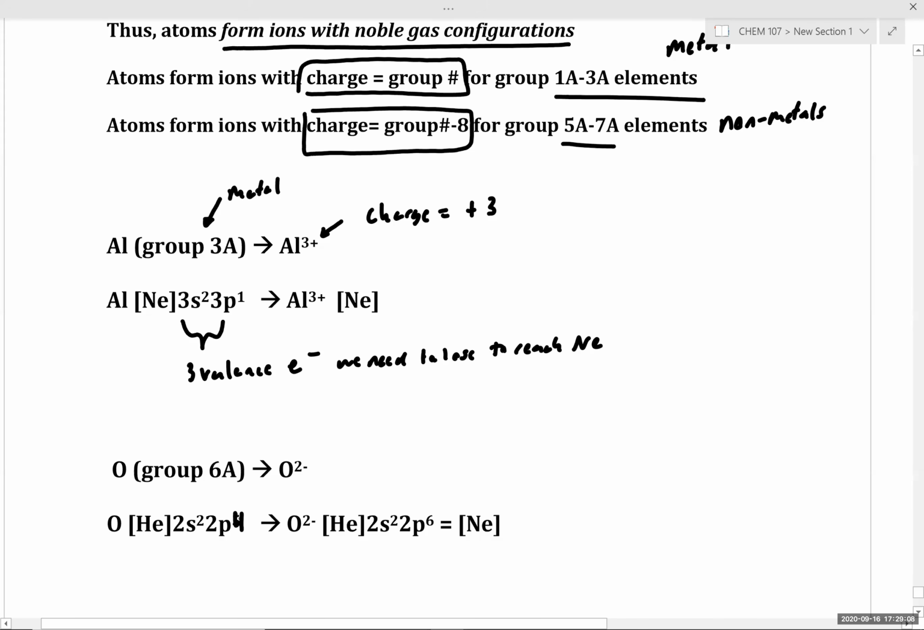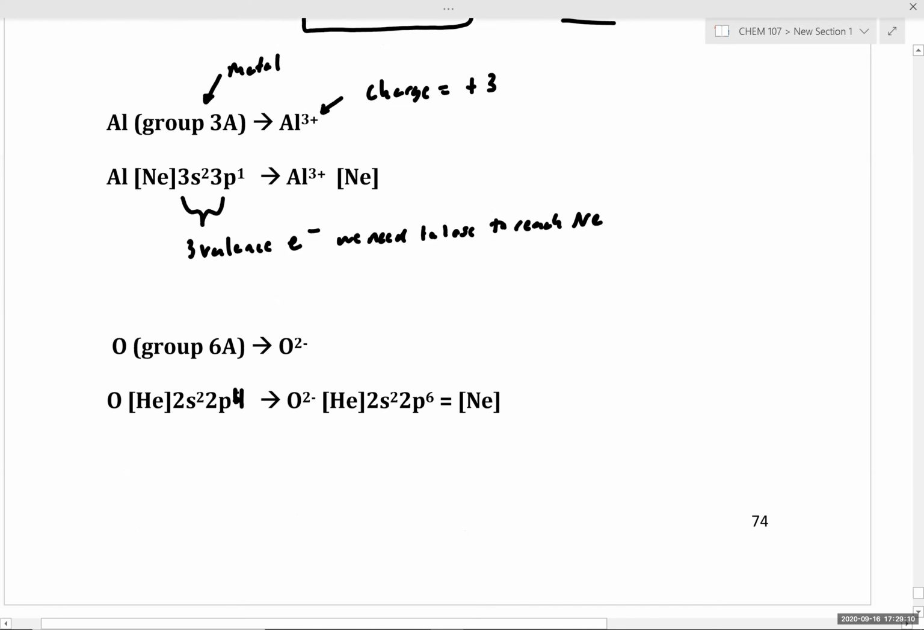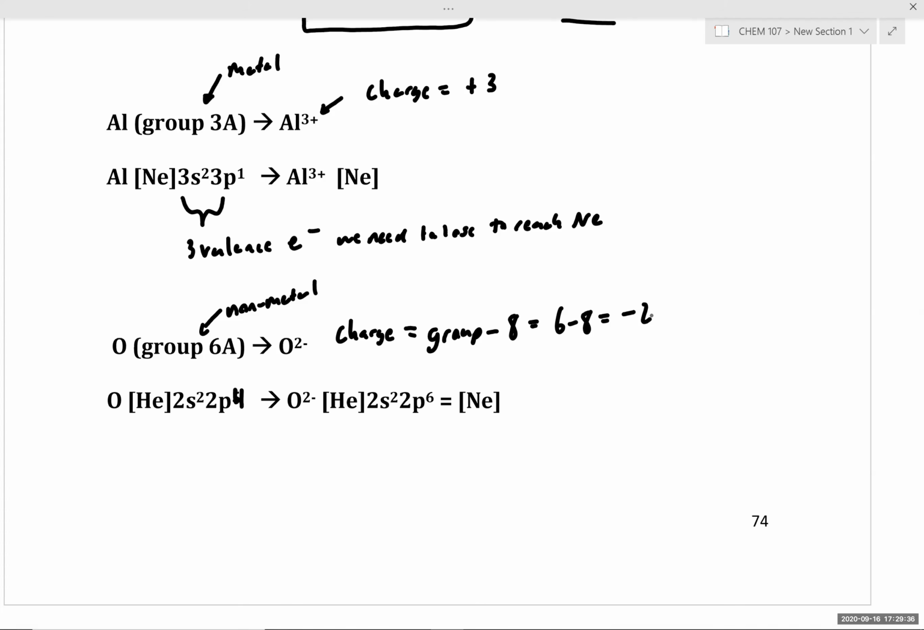So let's keep going. Oxygen, which is a group 6A non-metal element, adopts the charge of 2-. Why? Remember, we said the charge preferred for a non-metal main group element is equal to the group number minus 8. So 6 minus 8 gives us a charge of -2. Does that make sense to everyone?